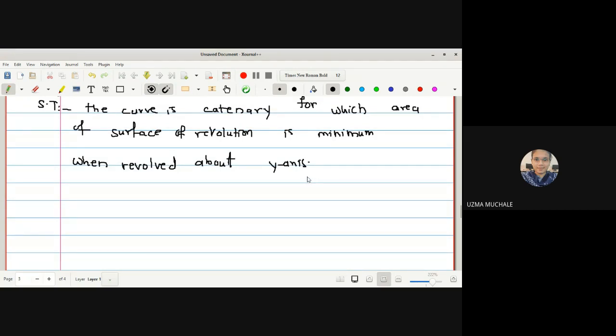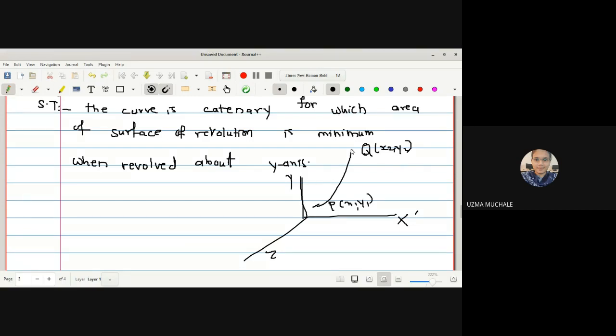It is given: show that the curve is catenary for which the area of surface of revolution is minimum when revolved about the y-axis. Revolved about y-axis means what? First we'll find out what are the x, y, z axes. Suppose this is the x-axis, this is the y-axis and this is the z-axis. Suppose here is your part of a catenary in the xy plane with points P and Q, where the coordinates of P are x1, y1 and the coordinates of Q are x2, y2.